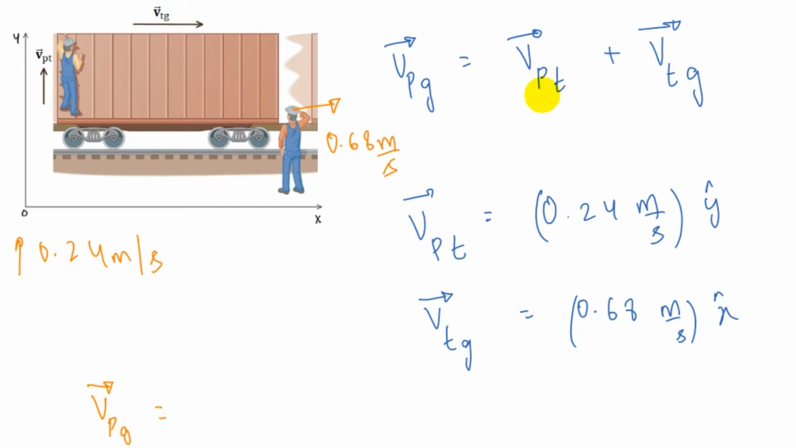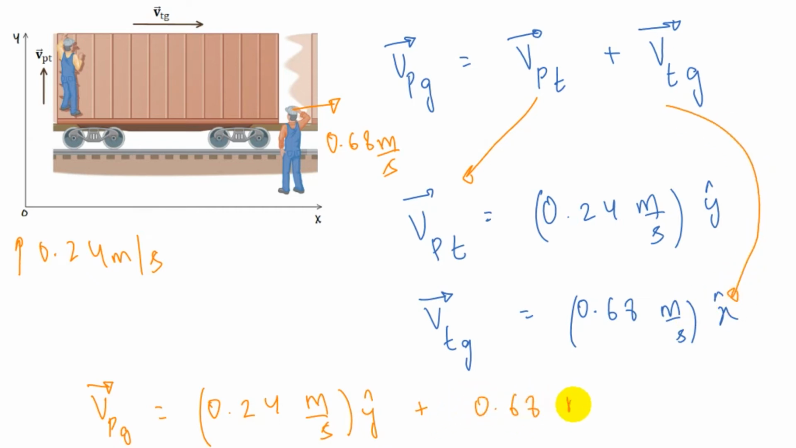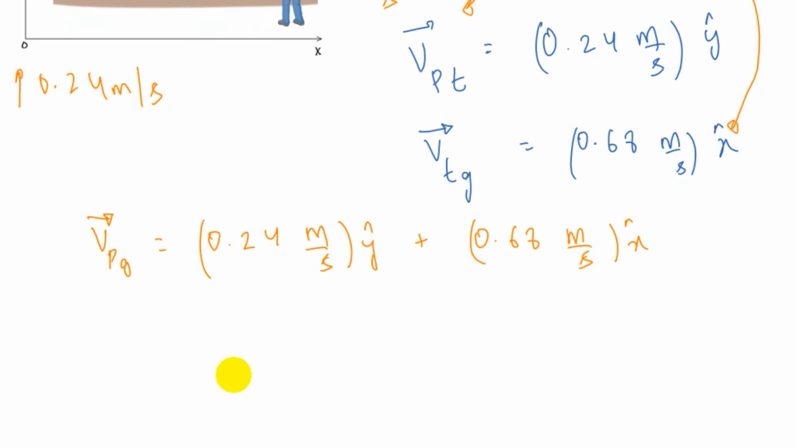This would be equal to 0.24 meter per second y cap plus 0.68 meter per second x cap. Now generally we write the x component first and the y component last, so we can rewrite this equation as 0.68 meter per second x cap plus 0.24 meter per second y cap.